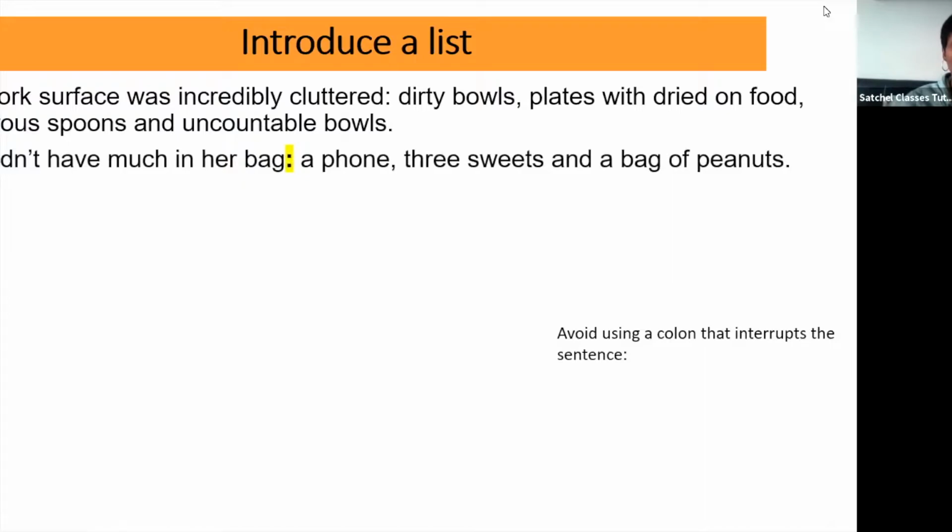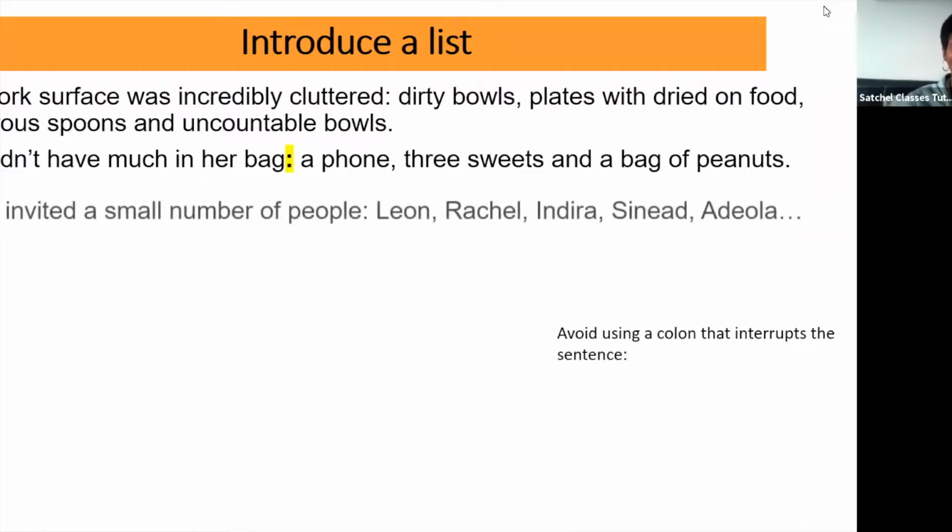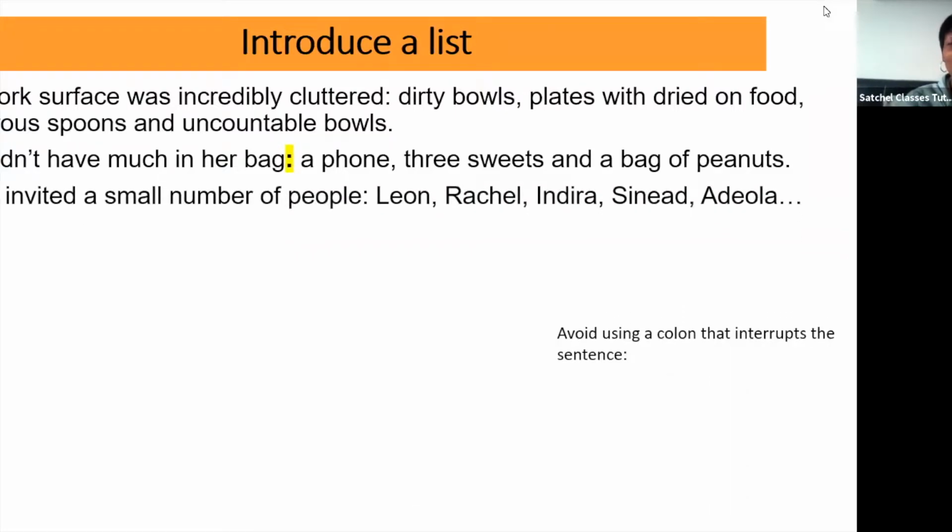This one also introduces the idea that there are a few items in a bag. She didn't have much in her bag: a phone, 3 sweets, and a bag of peanuts. I've invited a small number of people: Leon, Rachel, Indra, Sinead, Adiola. So the colon introduces the list of people invited.